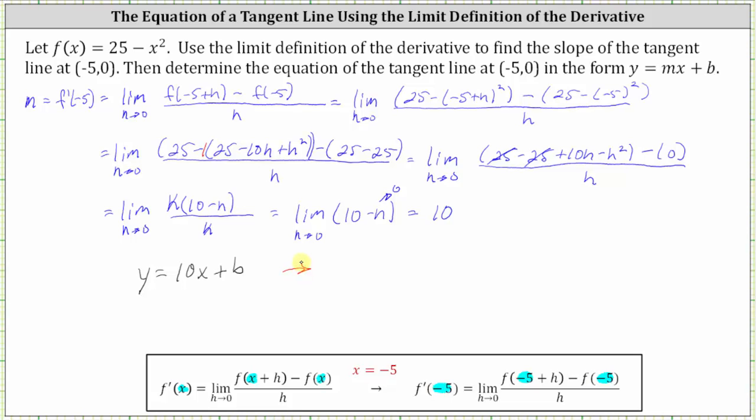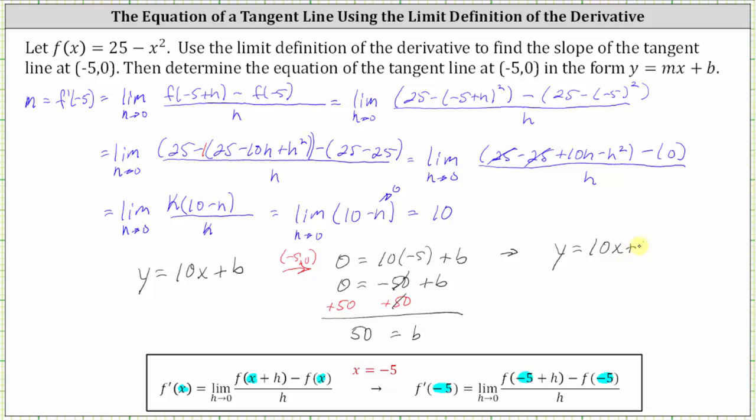Since negative 5 comma 0 is a point on the line, when y is equal to 0, x must equal negative 5. So performing substitution, we have 0 equals 10 times negative 5 plus b. So again, we substituted 0 for y and negative 5 for x. This gives us 0 equals negative 50 plus b. Adding 50 to both sides to solve for b, we now know b, the vertical or y-intercept, is positive 50. And therefore, the equation of the tangent line at negative 5 comma 0 is y equals 10x plus 50.